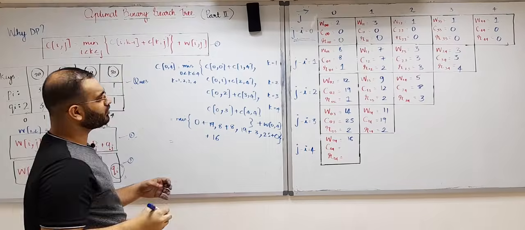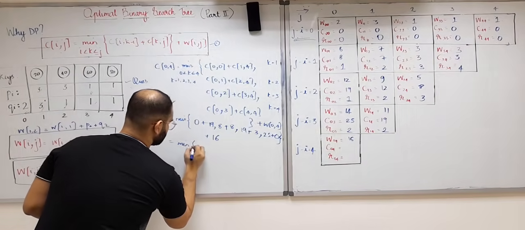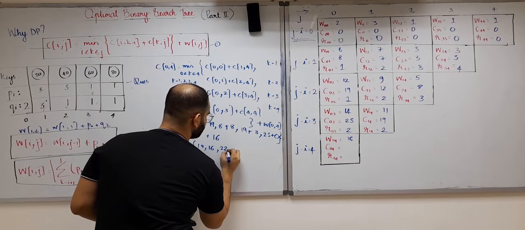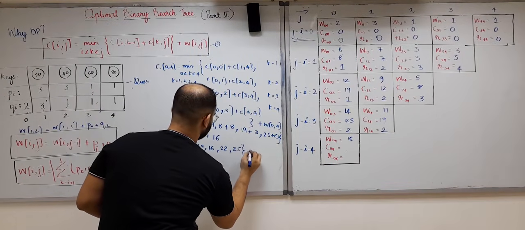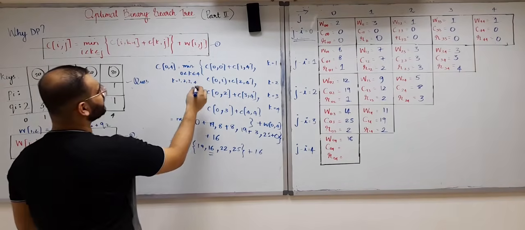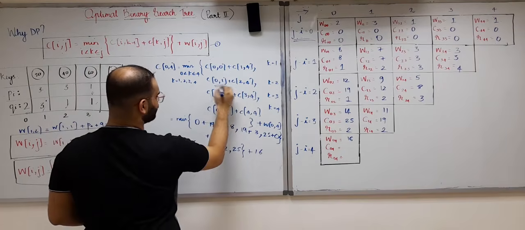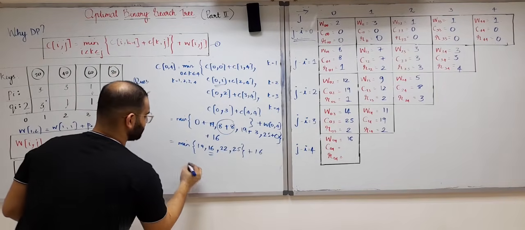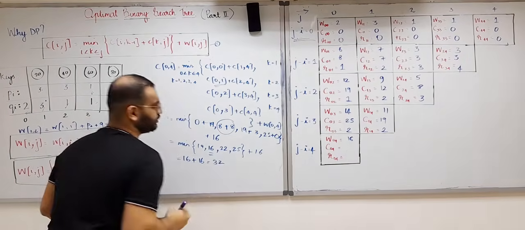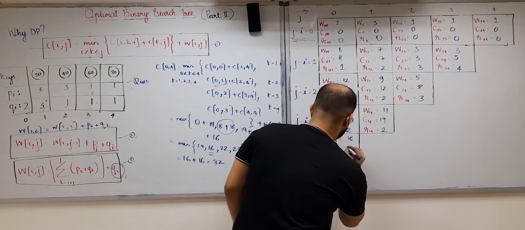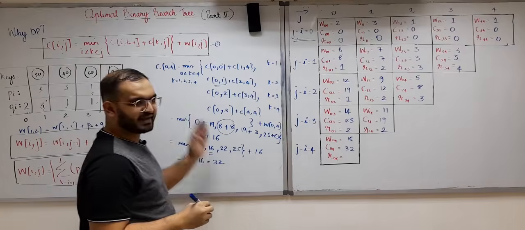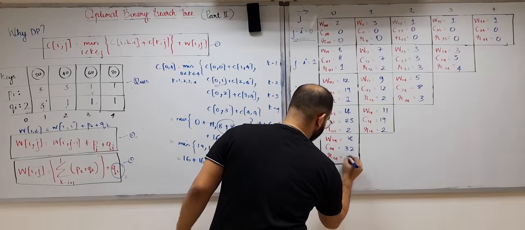So the minimum of these terms is 19, 16, 22, and 25, plus 16. The minimum we are getting is at k is equal to 2, the second term. So this is actually equal to 16 plus 16, which is 32. The cost over here is equal to 32 and the root will be 2, because at k is equal to 2 we are getting the minimum value.